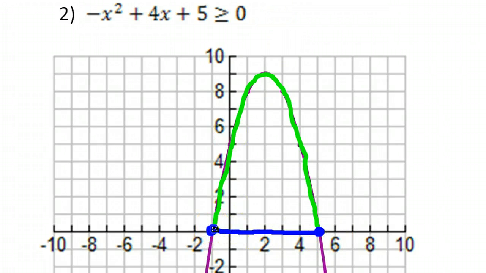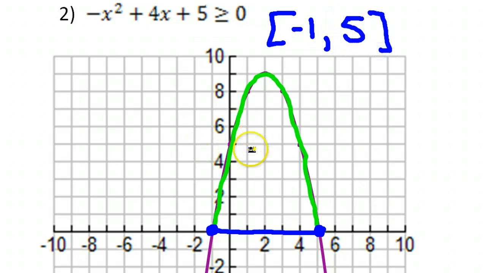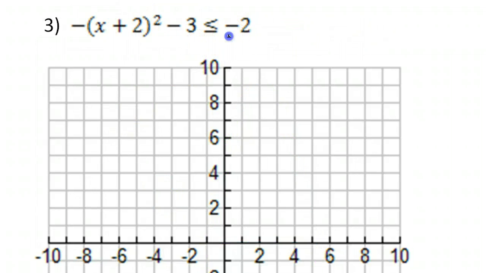And this time we want it equal to 0 as well. So we'll include the endpoints by using square brackets. Okay, so we'll say, oh, it's from negative 1 to 5 with square brackets. So that would be your answer to number 2. Alright, looking at number 3, let us add 2 to both sides before we get really started here.